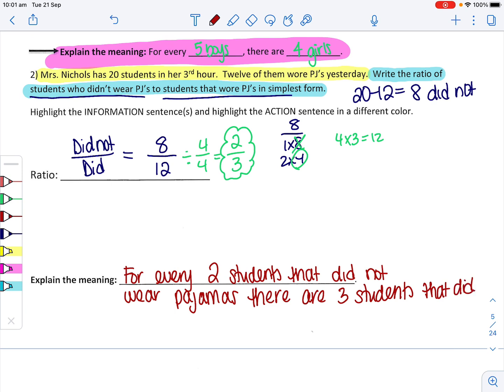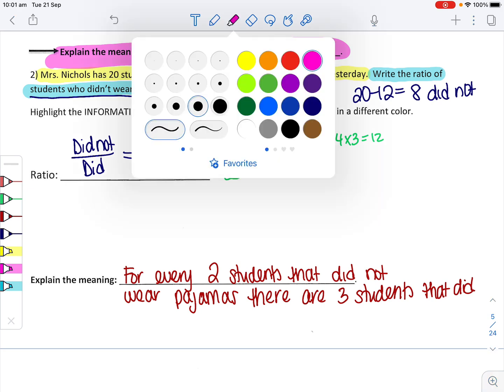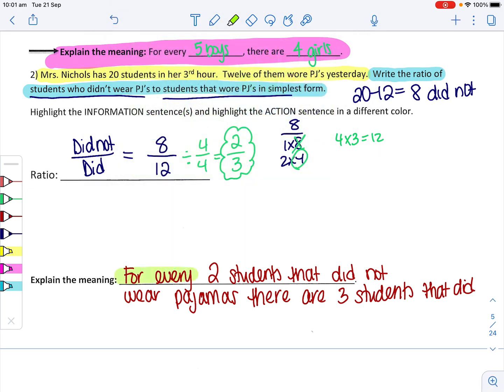Okay. This sentence is a little bit longer because they were asking me to compare different information. So they're talking about students that did wear pajamas or did not wear pajamas. So my sentence is a little bit longer, but these 2 pieces, this for every and there are the same. I took them from up here. So for every and there are, and then I had to insert the correct information about my ratio.